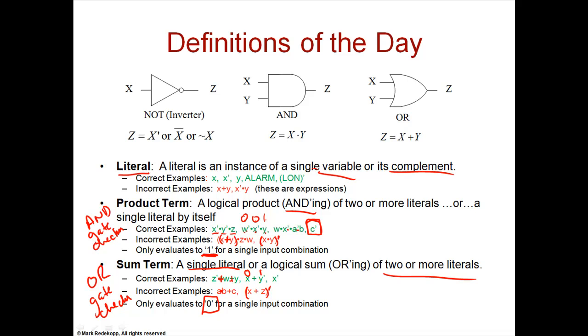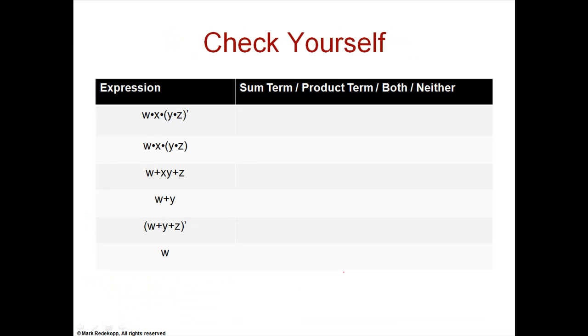Product terms and sum terms will be used as we go to help us check for certain combinations. Two different ways of checking for combinations: you can either use an AND gate and produce a 1, or an OR gate and produce a 0. To check yourself, I would encourage you to pause the video and say, are these valid sum terms? Are these valid product terms? Are they both, or are they neither?